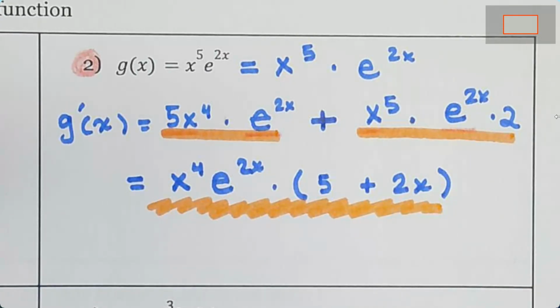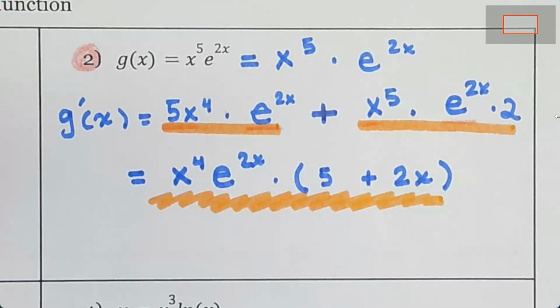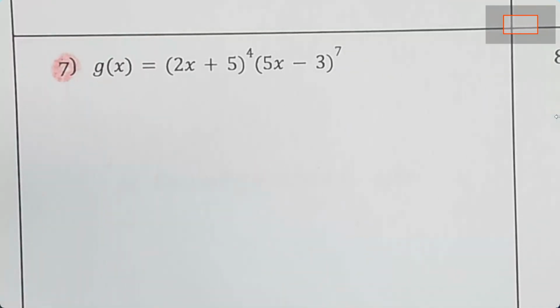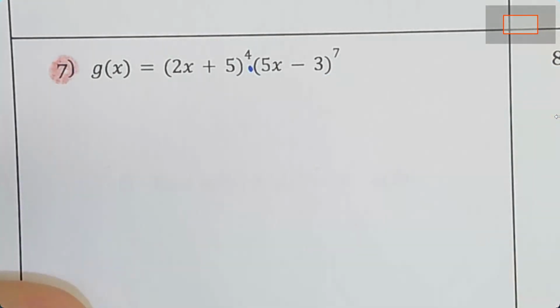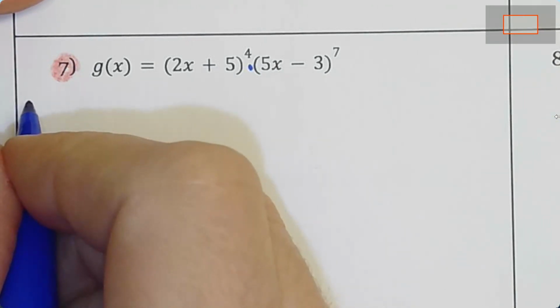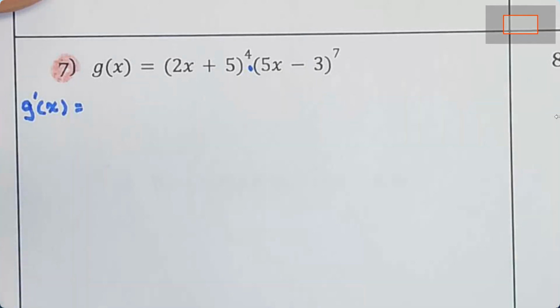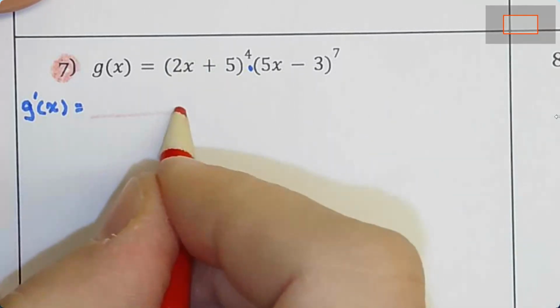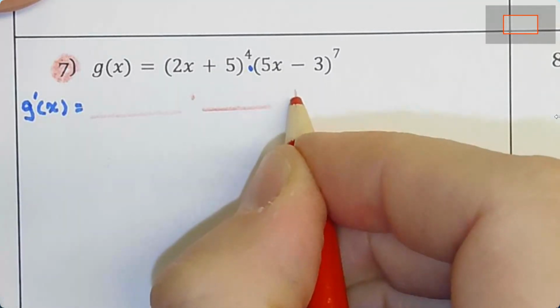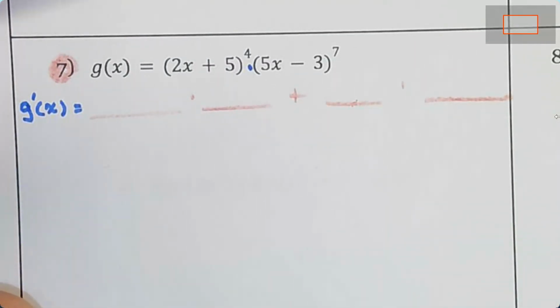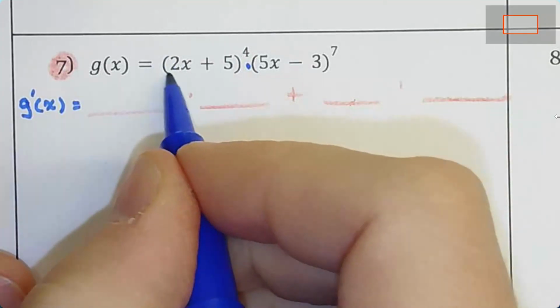Let's try another one. This one's going to be a little kookier. I'm going to go down to number 7. Okay. Number 7, we see that we have 2 functions multiplied together. So our derivative is going to be something times something plus something times something. I'm going to have to squeeze a little bit to make this one fit. Derivative of the first function.